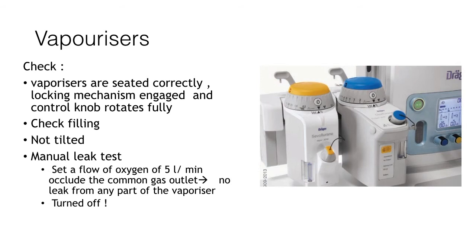If a leak is present, then the flow bobbins would dip with regard to the vaporizer. Finally, before moving on, you need to check that the vaporizers are turned off.